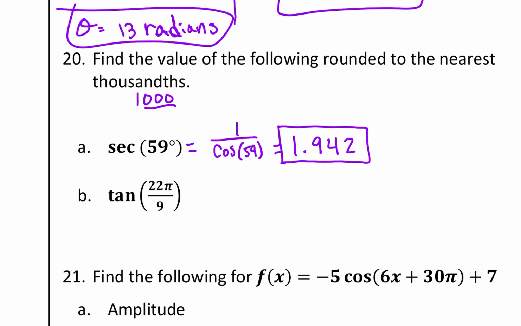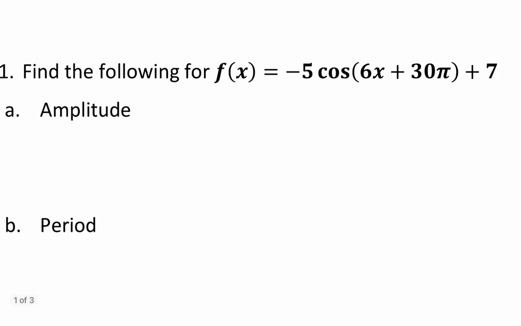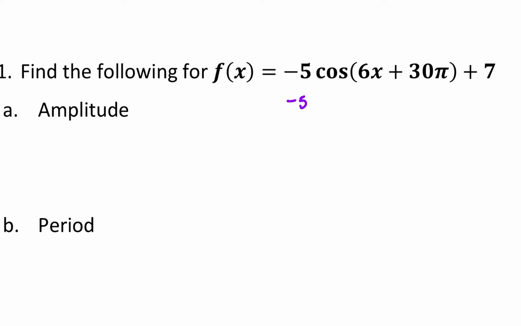All right, 21. 21 asks us to find a few things for this problem. They asked us to find the amplitude, the period, the phase shift, and the vertical shift. So starting this off, the first thing that I noticed before I even start this problem is the fact that these parentheses are not doing us any good. We've got to make sure it's fully factored. So I'm going to factor that 6 out of there, so it's just x in there.